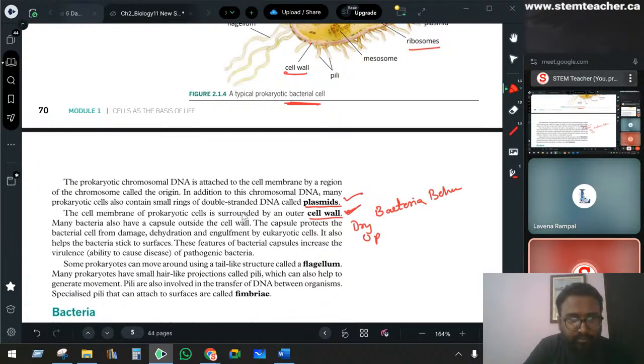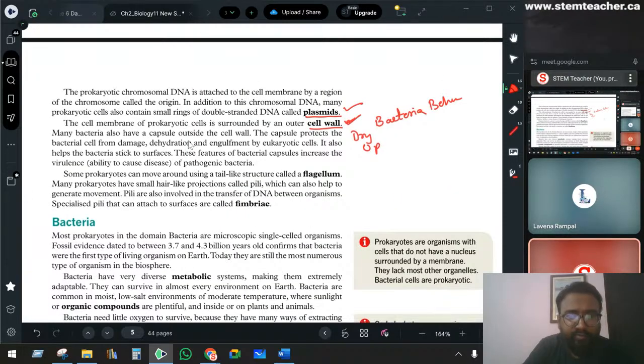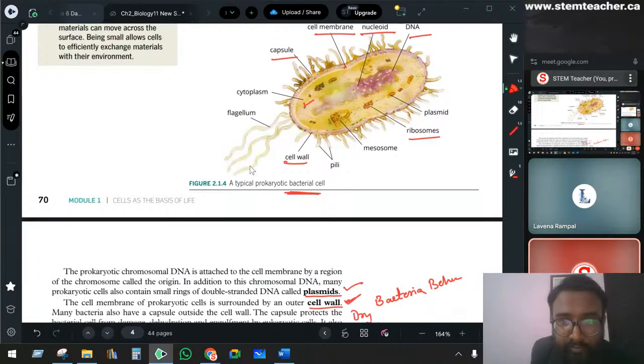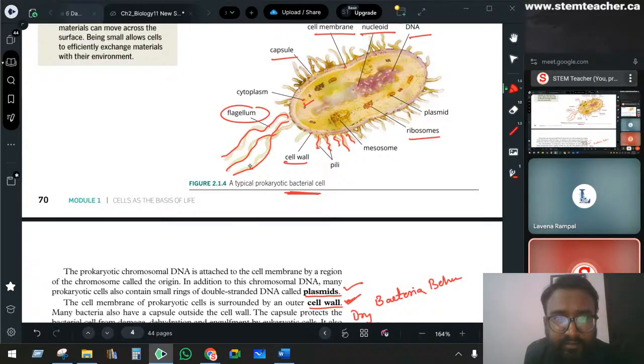So this is about the prokaryotic bacteria type. Some prokaryotes can move around using a tail-like structure called a flagellum. Many prokaryotes have small hair-like projections called pili. The small outer things are called pili, and these are the tails of the cell, which is the flagellum. The jelly-like substance inside is the cytoplasm. So all these parts of the cell will come.